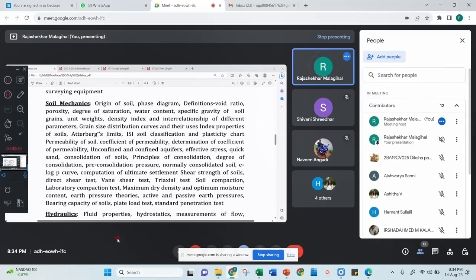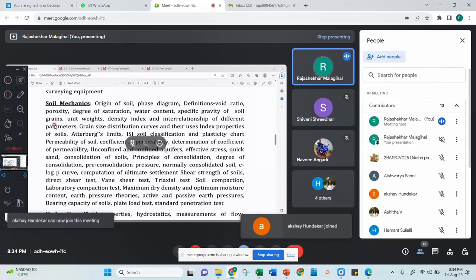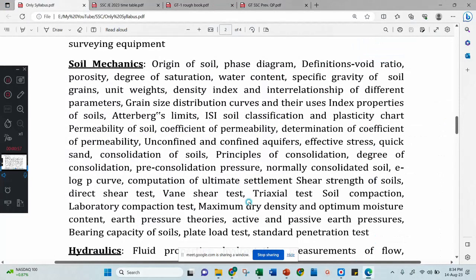Okay. Now, from today we are starting soil mechanics. This is the syllabus given by SSC JE. The syllabus includes soil mechanics, meaning only Geotechnical 1. This is GT1, or the basic geotechnical engineering course that you have studied in UG, that will be covered here. But a little bit from GT2 is also there.